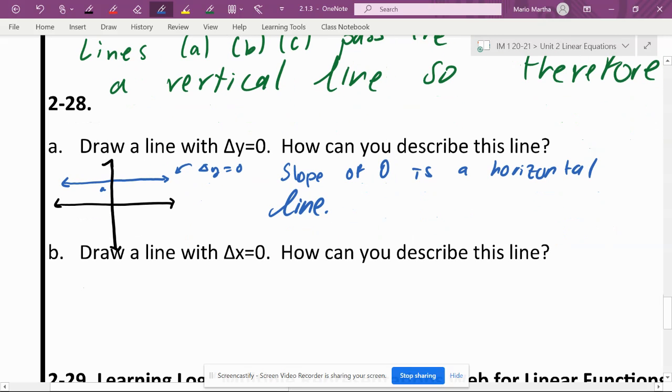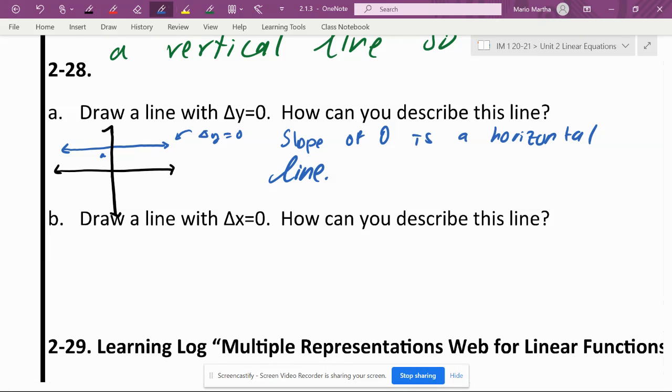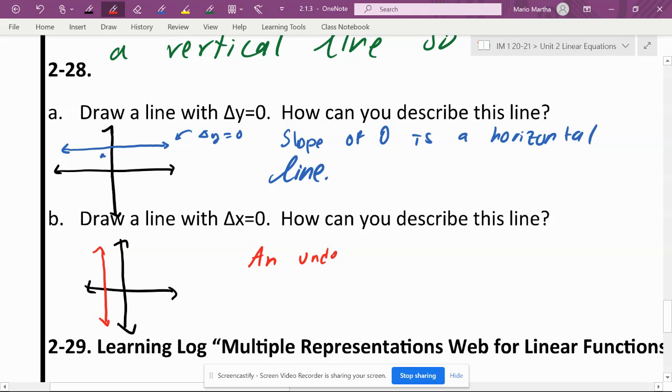And now, question B, we want to draw a line with a delta x of 0. And again, how can you describe this line? You've seen it's the same as line D. It doesn't change horizontally. So this is going to be our new x and y axis. And it's just going to be a vertical line on any part of the graph, going through any two points. So we can describe this line: an undefined slope is a vertical line.